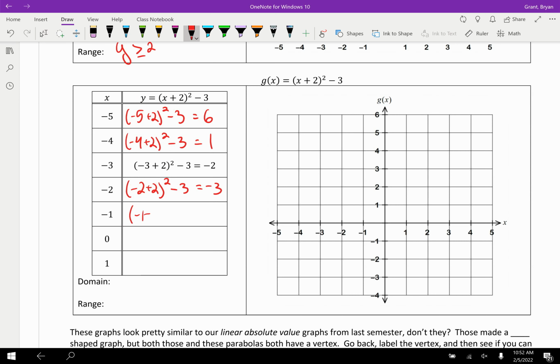Continuing on, -1 plus 2 squared minus 3. -1 plus 2 is 1. 1 squared is 1. 1 minus 3 is -2. We already saw a -2. I wonder if this guy will be a pattern too.